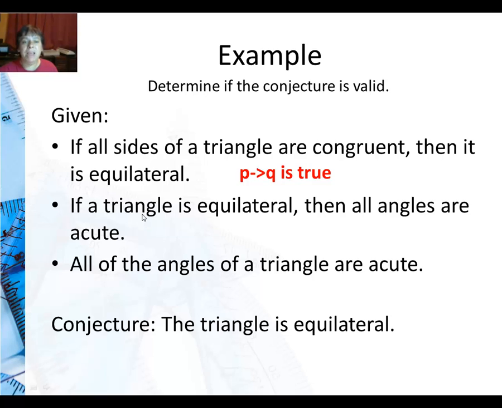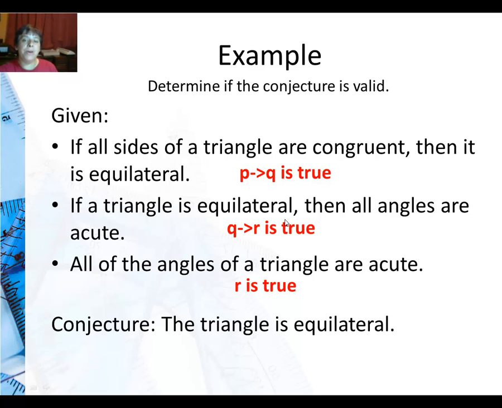Okay? Then it says if it's equilateral, then all angles are acute. Well, I shouldn't use P here because I use that for sides. This is actually the Q from the previous sentence. And then I need something new for this new conclusion, which I'll call R. So Q, then R is true. Now, it says if I'm in P, then I'm in Q. That's true. And if I'm in Q, then I'm in R. That's true. But it's not going to tell me if I'm in P or Q yet. All it told me is that all angles of a triangle are acute. It said R is true.